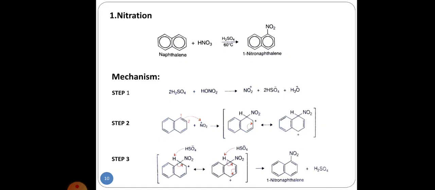And in the third step, a hydrogen ion is eliminated to yield 1-nitronaphthalene. The mechanism helps us to understand the way the reaction occurs to produce 1-nitronaphthalene.